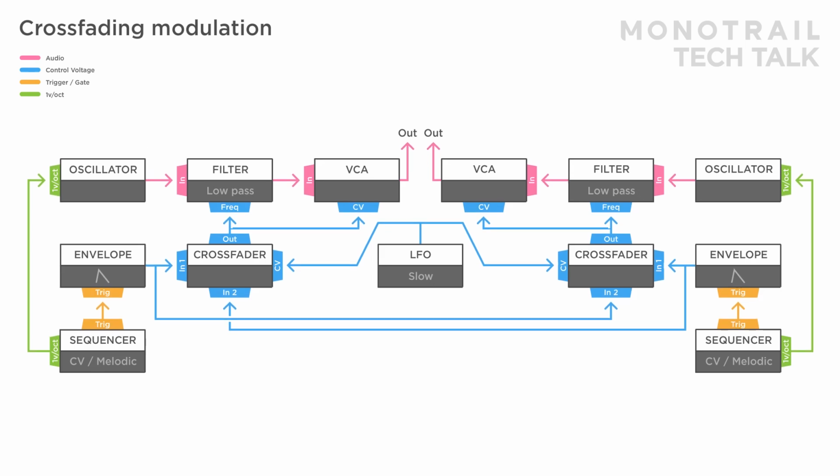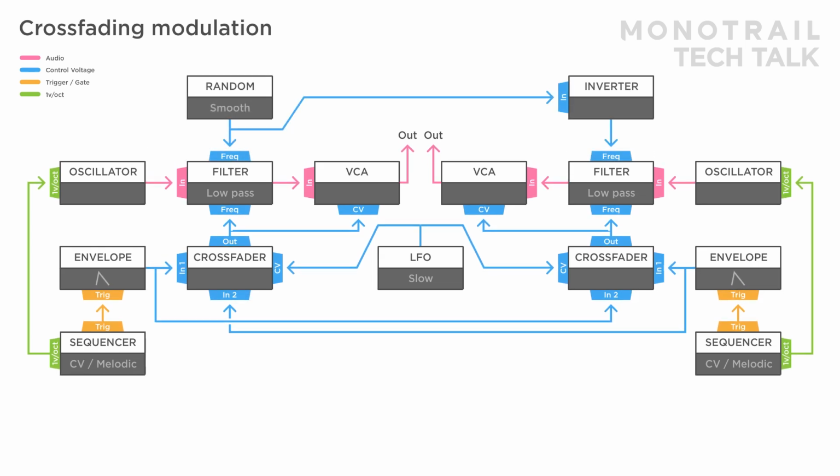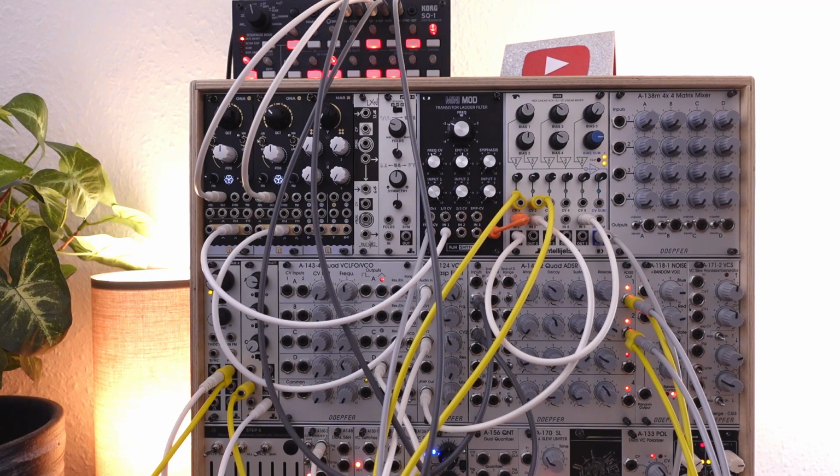To add some depth to the drone, a smooth random voltage is modulating one filter and an inverted version of that signal the other filter. This adds some attention shifting from voice to voice.